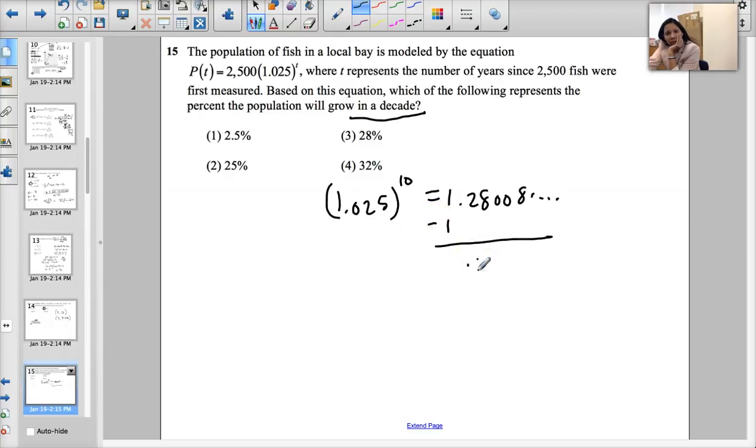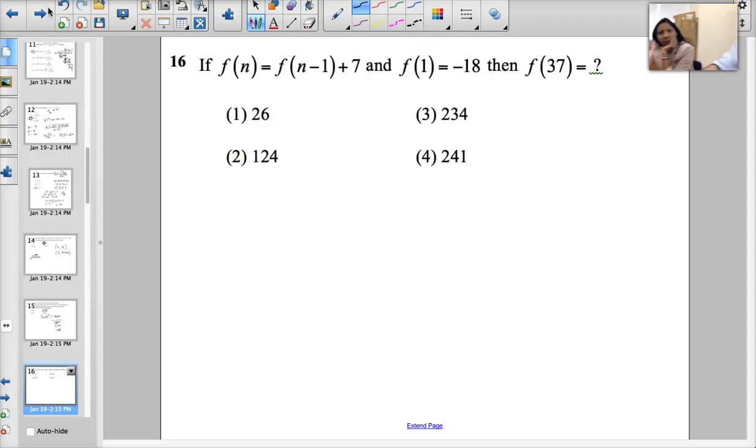So this gives me like 0.28008 something. And then I know if I'm going to go from decimal to a percent, I want to move the decimal 2 places to the right. So I'm going to go boom, boom. And that gives me about 28%. So my answer choice is 3. Very nice. All right, number 16.